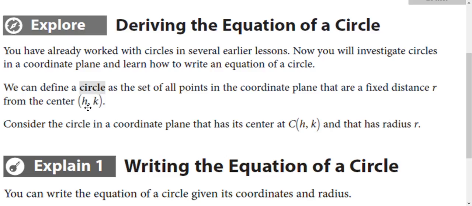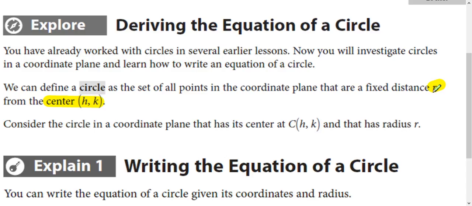The equation is going to include the center of the circle, which we're going to use the letters H and K. And it's also going to include the radius. Now, the official definition of a circle is it's all the points that are a fixed distance, the radius, from a certain center.